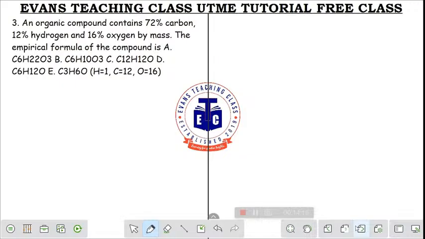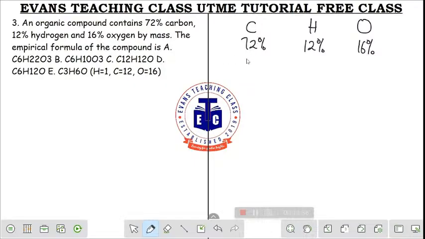So the third question here we're going to do is the empirical formula. I already told you how to do it. They said the carbon is 72%, the hydrogen is 12%, and the oxygen is 16%. So that's your percentage composition.